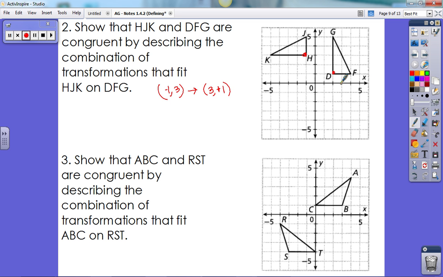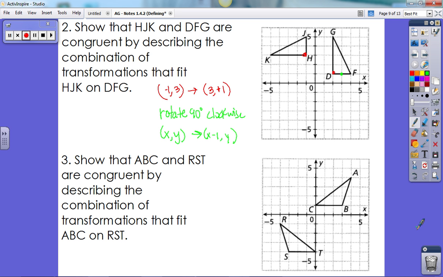So if I do that, that puts this point right here instead of right here, which means I'm going to have to rotate it and then translate it to the left one. So I've got to rotate 90 degrees clockwise and then shift it to the left one, which would look like this. All right? So by doing those two rigid transformations, I can show that they are congruent.